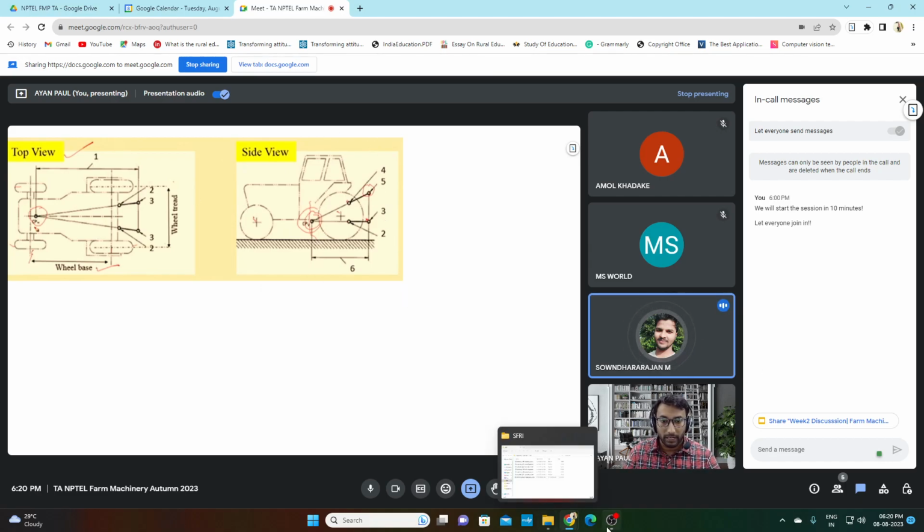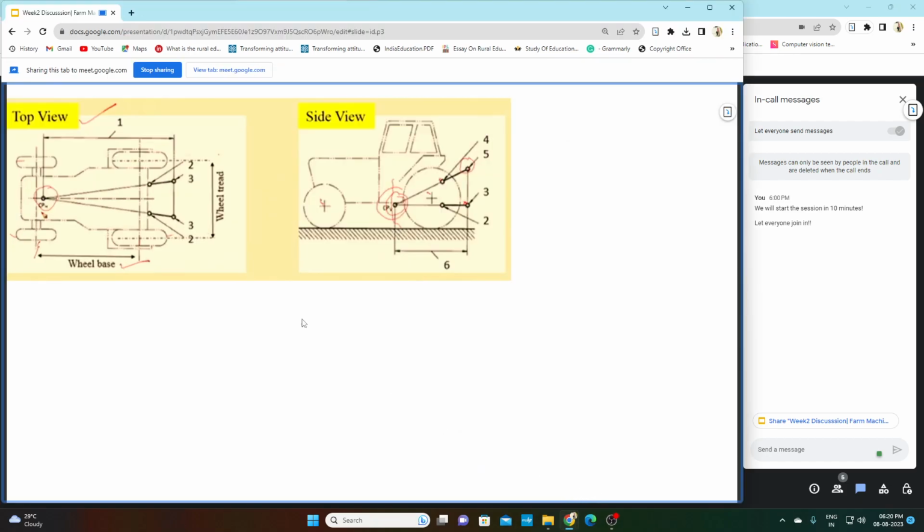Okay, so let me get back to the class. This is the tractor, and this is the top view and side view. You can see at the back the hitch system, and in the top view you can see two hitches. These two hitches are the lower links. Two lower links: one is the right lower link, and one is the left lower link.